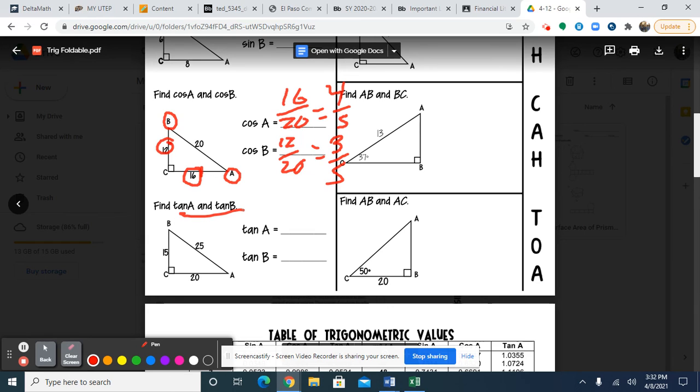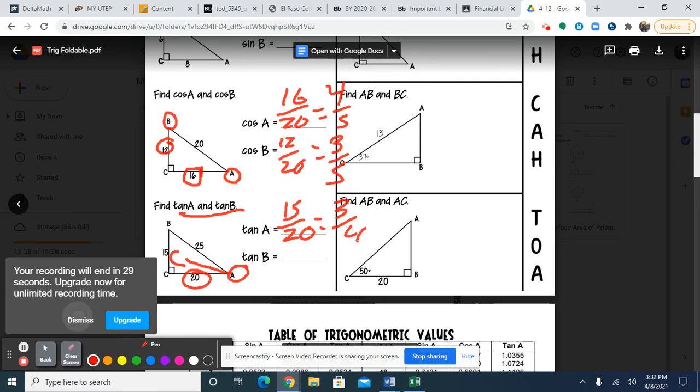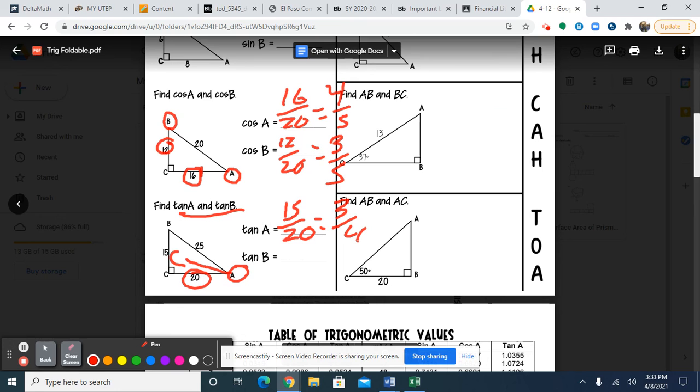And finally, let's look at the tangents. The tangent of A is going to be the opposite side over the adjacent side. So the opposite side is 15, and the adjacent side is 20. Forgot to say that we can simplify 15 over 20 to 3 over 4. And now tangent of B is going to be the opposite side, which is 20, with the adjacent side of 15. So it's actually going to be flipped. And we simplify that to 4 over 3.